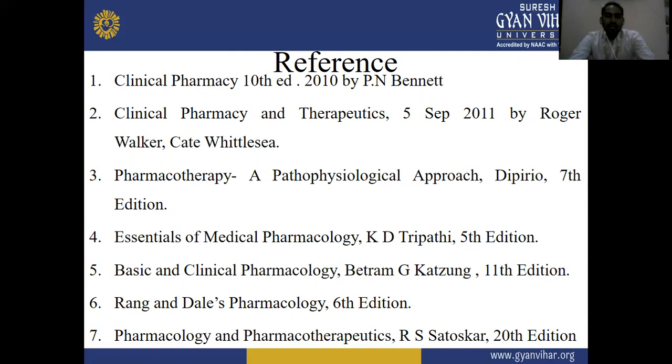And next one is Basic and Clinical Pharmacology, Bertram G. Katzung, 11th edition. And next one is Rang and Dale's Pharmacology, 6th edition. And Pharmacology and Pharmacotherapeutics, R.S. Satoskar, 20th edition. These are the references for rheumatoid arthritis.